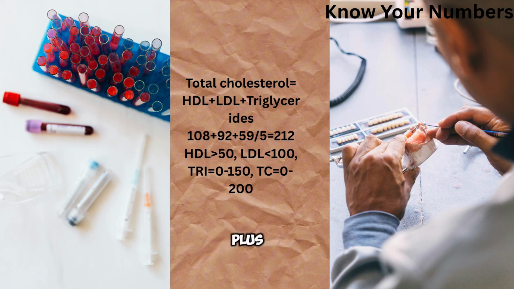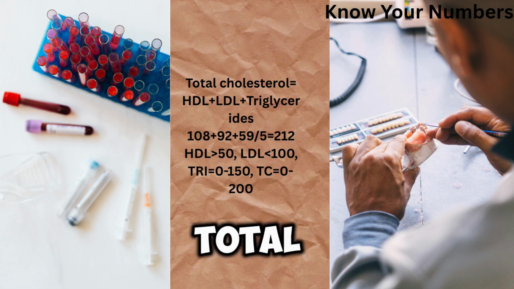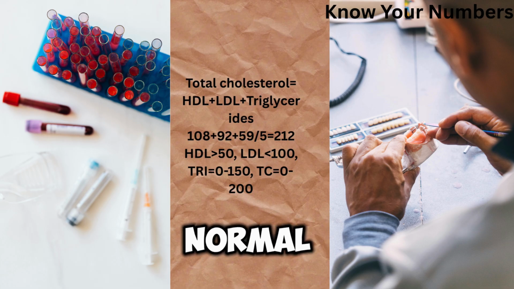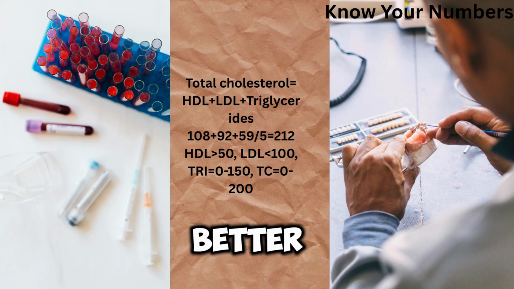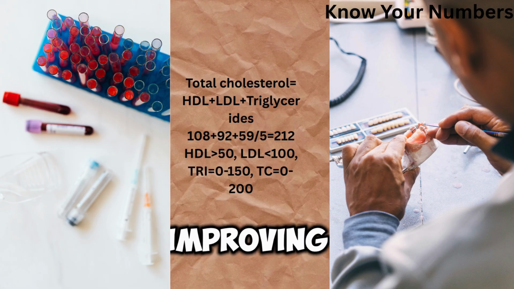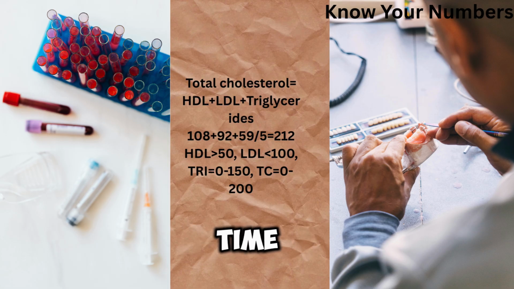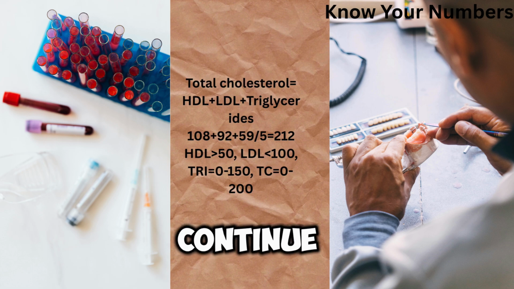So 12 plus 92 plus 108. That's how my total cholesterol came to 212. Although this number is above the normal range, at least it's better than the last 2 years, which was about 230. So I'm improving. And the whole essence of keeping this trend is that by the time I do my blood work this year, I'm going to see a number lower than 212, and I will continue from that trend.